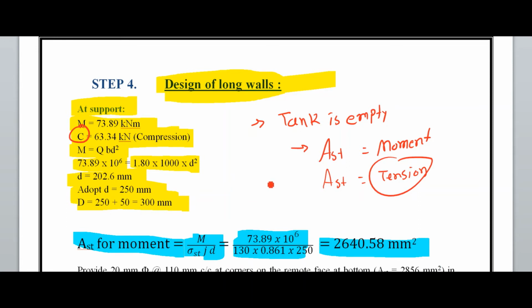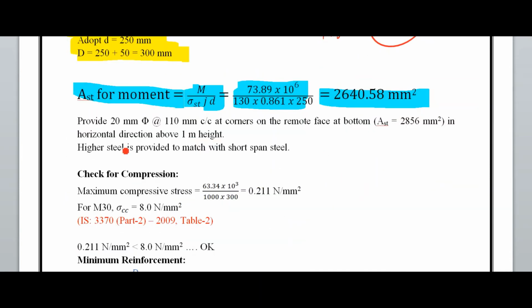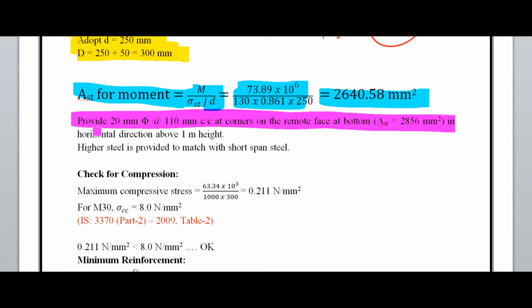Right? So the design of the long wall is completed. We are going to provide 20 mm dia at 110 mm center to center in a horizontal direction above 1 meter height.